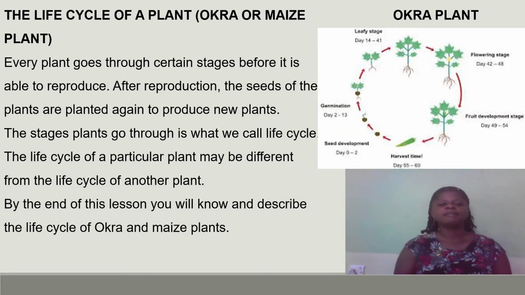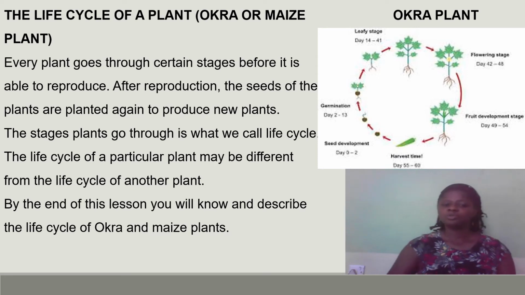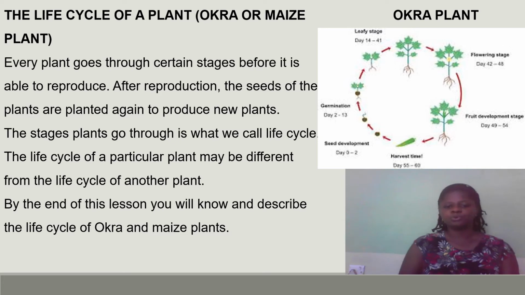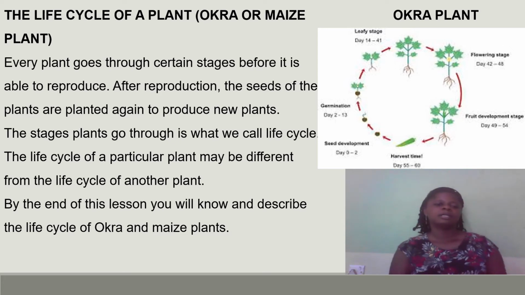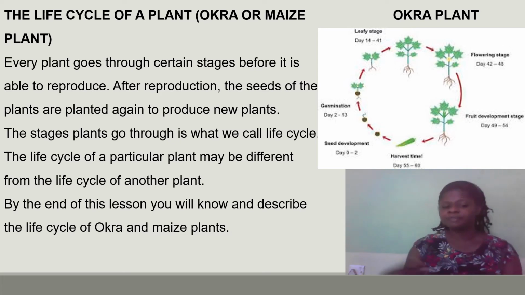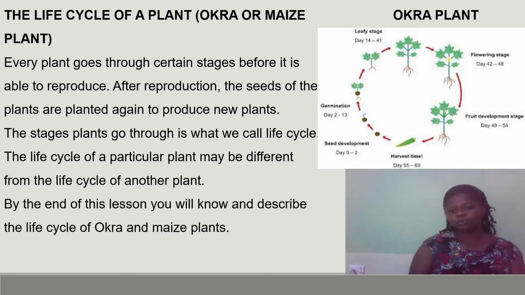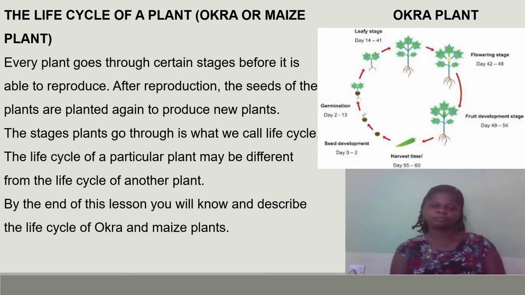Now let's look at the life cycle of an okra plant. Every plant goes through certain stages before it is able to produce food. After the production, the seeds of the plant are planted again to produce new plants. The stages a plant goes through is what we call the life cycle. The life cycle of a particular plant may be different from another plant. We are going to describe the life cycle of okra and then maize plant in this lesson.